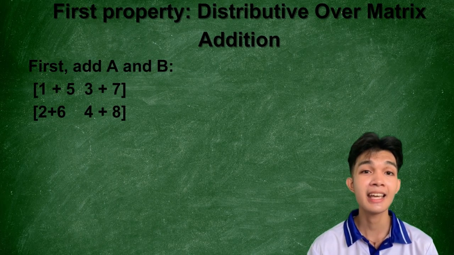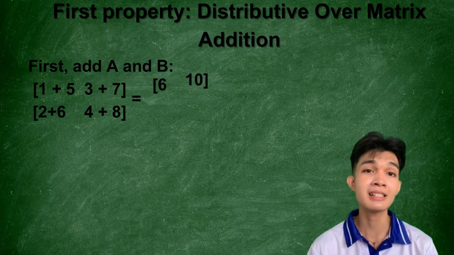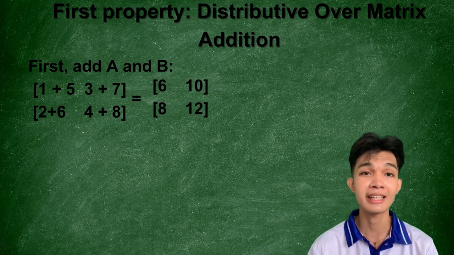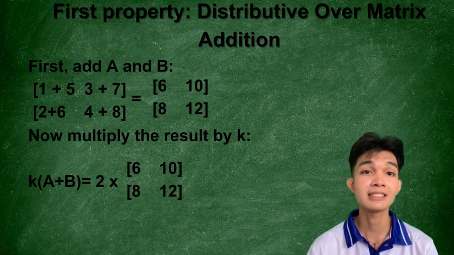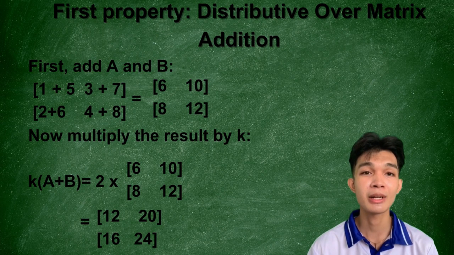First, add A and B, which is 1 plus 5 is equal to 6, 2 plus 6 is equal to 8, 3 plus 7 is equal to 10, and 4 plus 8 is equal to 12. Now, multiply the result by k. So 2 times 6 and 8 on the first column, and 10 and 12 on the second column. So 2 times 6 is equal to 12, 2 times 8 is equal to 16, 2 times 10 is equal to 20, and 2 times 12 is equal to 24.